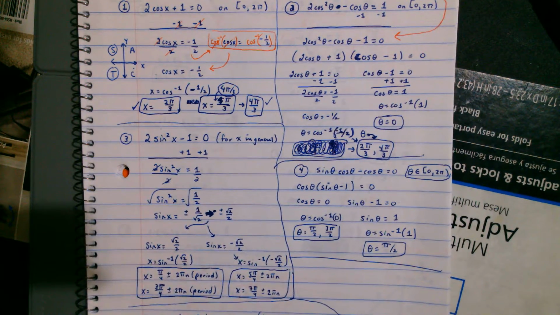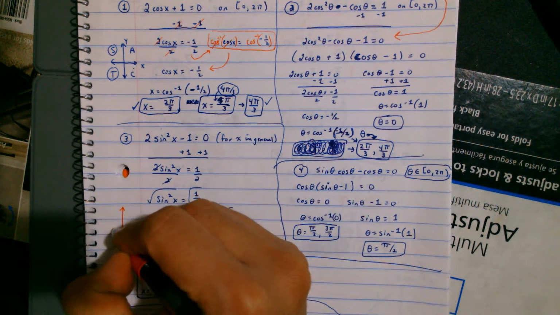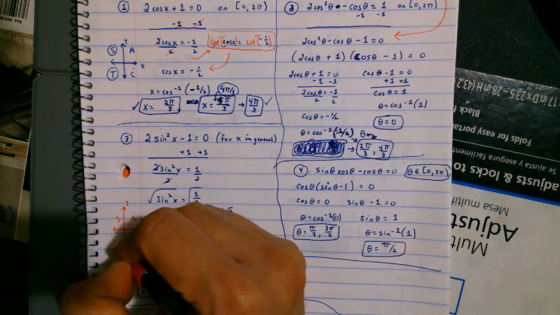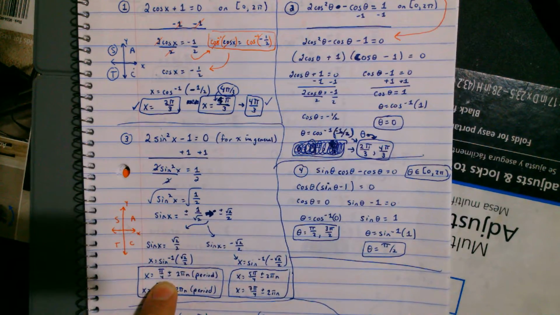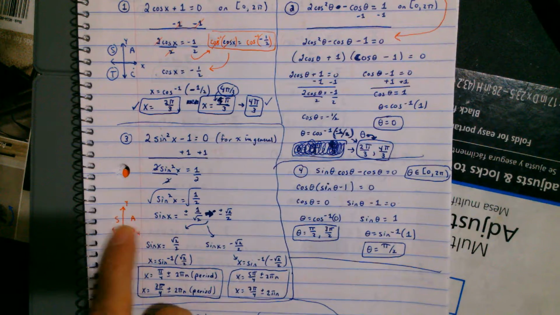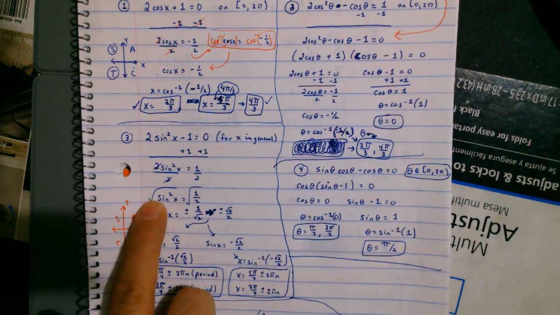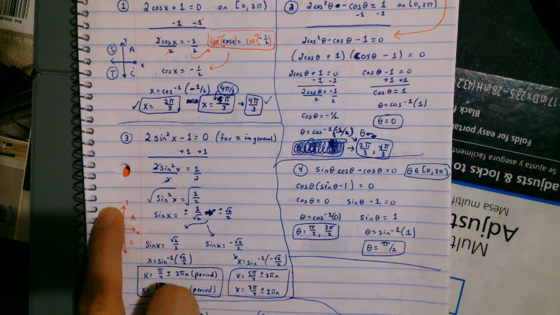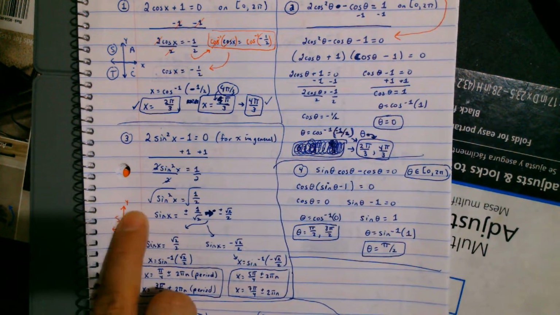So in essence, you're trying to figure out where sine is positive. Sine is positive in the first two quadrants. Sine inverse of square root of 2 over 2 is 45 degrees, or pi over 4. So pi over 4 is an answer, and 135 is an answer, which is 3 pi over 4. So 45 and 135 are the answers to the first one, which is positive.